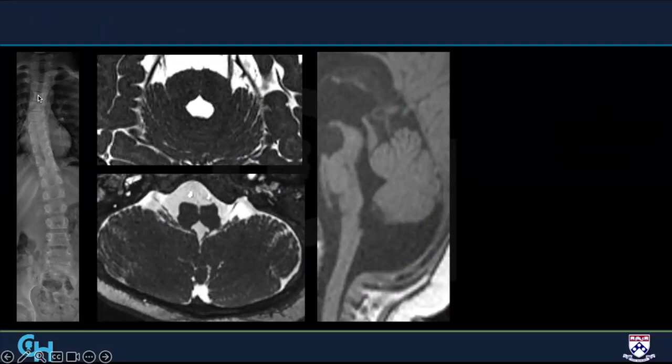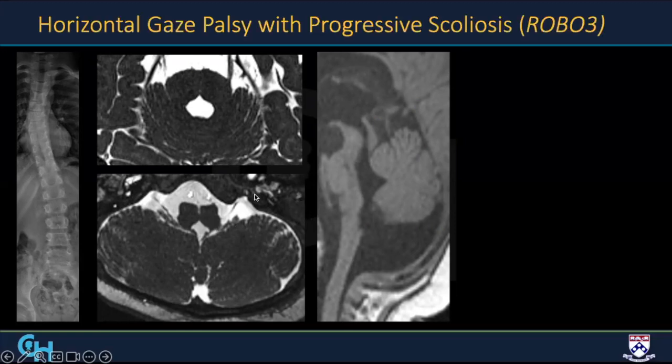In this case, we have a patient that presented with scoliosis and horizontal nystagmus. Now, these images really make the diagnosis, and this is what's called the split pond sign and the butterfly sign of the medulla. So when you see that, this is really what's called a Robo3 gene mutation or gene variant in the setting of horizontal gaze palsy with progressive scoliosis. Now, together, again, the split pond sign and the butterfly medulla are diagnostic. So this is an autosomal recessive disorder. It's caused by the Robo3 that leads to impaired axonal guidance with disruption of normal decussation of selected axons.